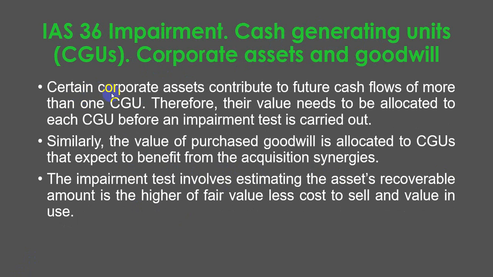Certain corporate assets contribute to future cash flows of more than one cash-generating unit. Therefore, their value needs to be allocated to each cash-generating unit before an impairment test is carried out. Similarly, the value of purchased goodwill is allocated to cash-generating units that expect to benefit from the acquisition synergies. The impairment test involves estimating the asset's recoverable amount, which is the higher of fair value less cost to sell and value in use.